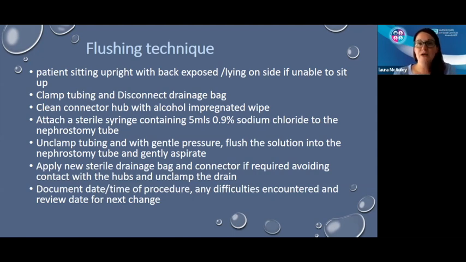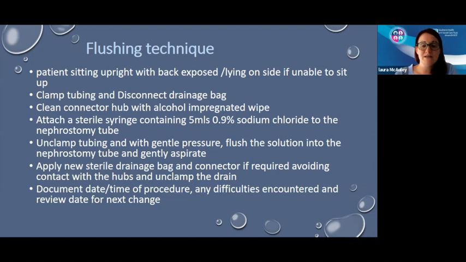And that's basically just to try and dislodge any debris that is sitting within the tube, or if the tube has fallen against the renal pelvis wall or something and just needed a bit of a repositioning, sometimes that can be enough. After that, you're going to carefully reconnect the bag onto the tube and check that your sterile drainage bag and everything is reconnected appropriately, and make sure that you have clamped or unclamped the drain so that it's all draining appropriately.